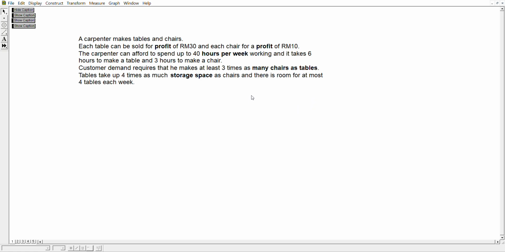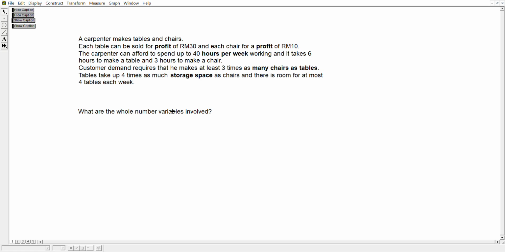Now this is a linear programming problem. In this problem, we should identify the variables in the form of whole numbers. If you look at the words that I have bolded, they are profit, working hours, number of chairs and tables, and storage space. Which of these are the variables that we want? What are the whole number variables involved?